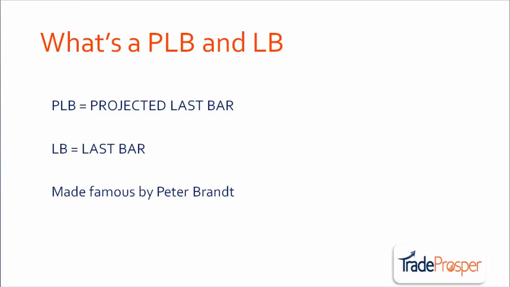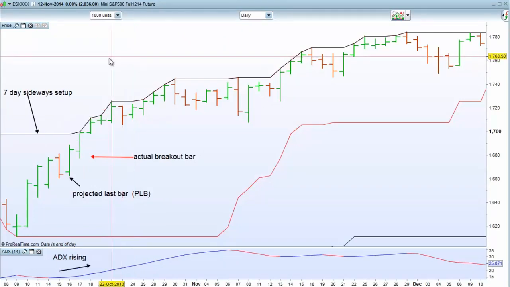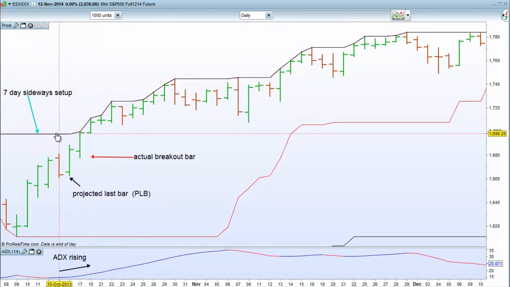When it comes time to calculate your risk and place your initial stop, you will use the bar before the actual breakout, and this bar will be called the projected last bar. Let me show you an example on a chart. Okay, so what we have here is the E-mini S&P 500 futures chart. And you can see here I've already labeled some of the stuff. You're familiar now with the 55-day high and the 20-day high overlap one another. And you have here the 20-day low and the 55-day low below that.